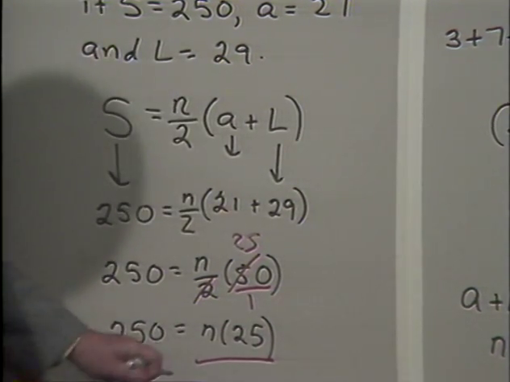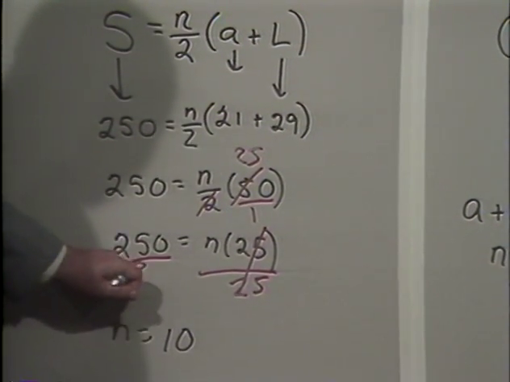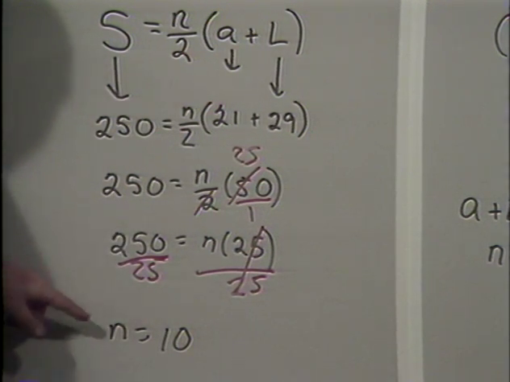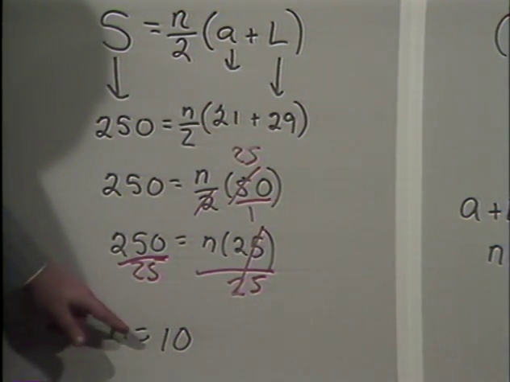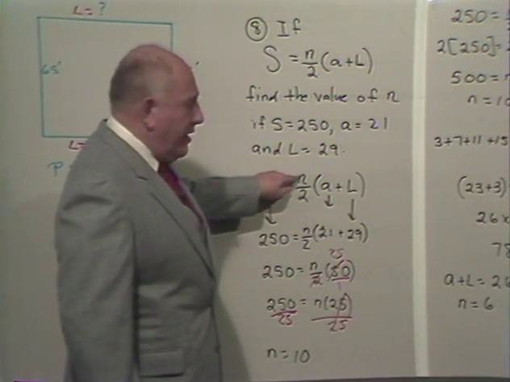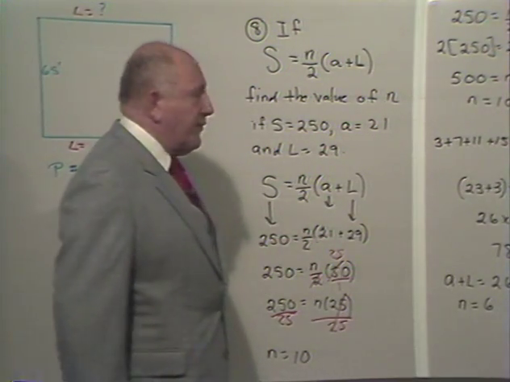So since the n is being multiplied by 25, I divide by 25. But if I divide by 25 on one side, I have to divide by 25 on the other side. 250 divided by 25 is 10, so n must be 10. And can we check this? If n is 10, 10 over 2 is 5. 5 times 50 is 250.